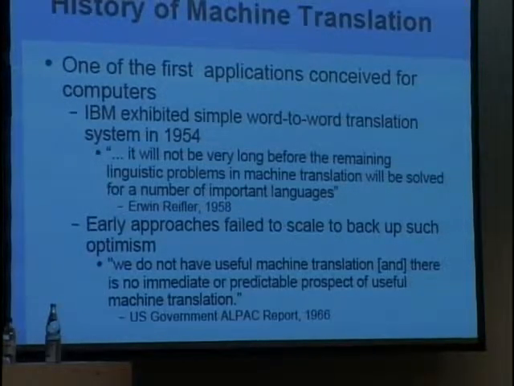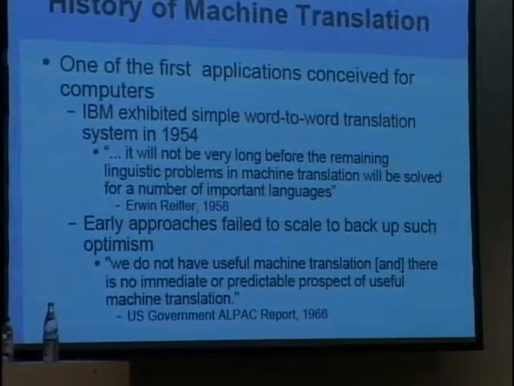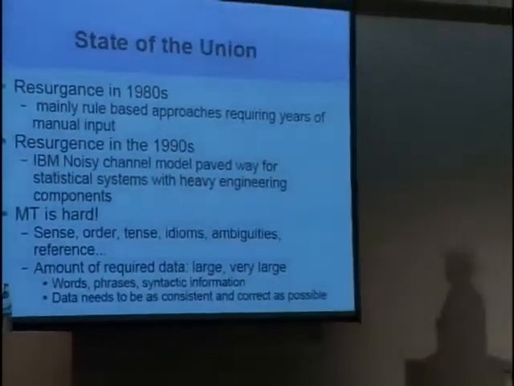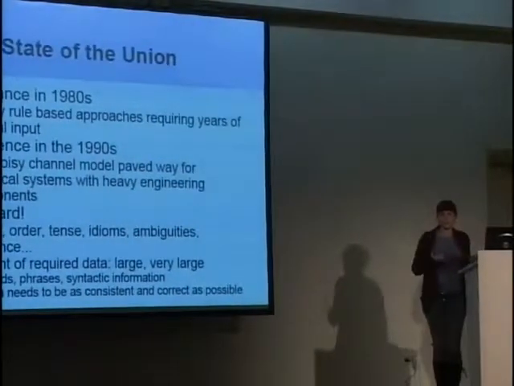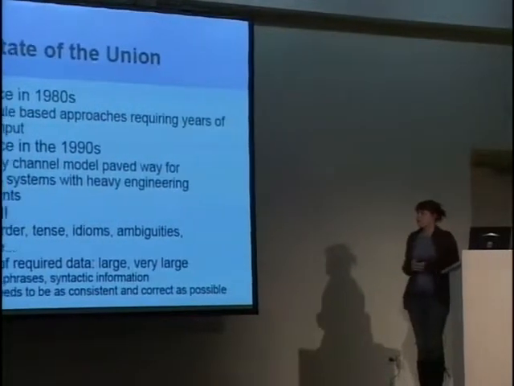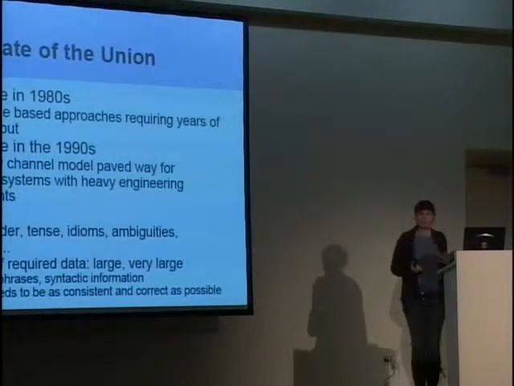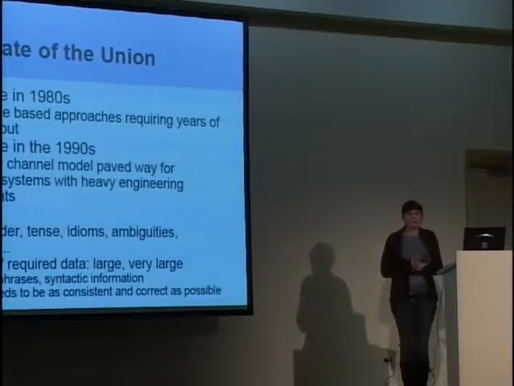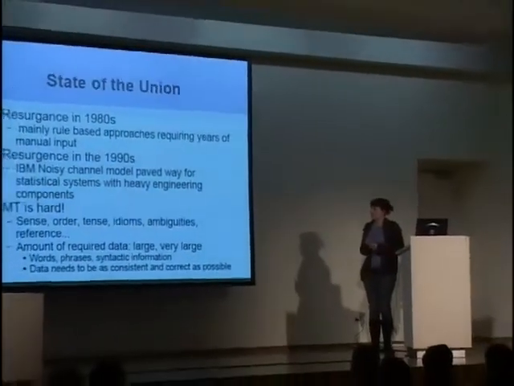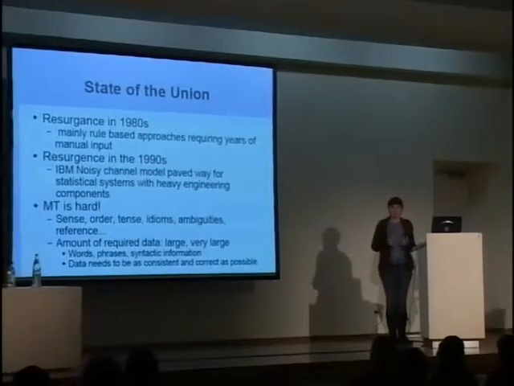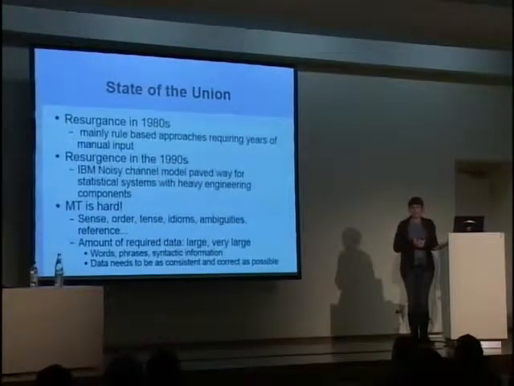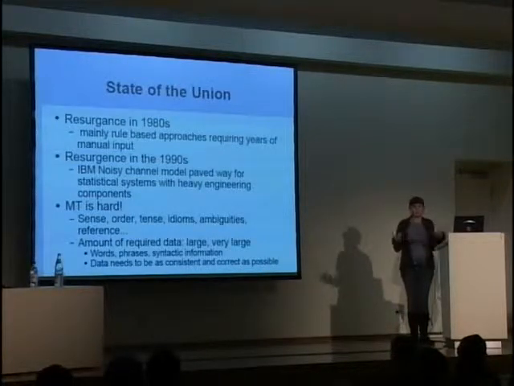So we're working to change that still today, and machine translation is useful for a number of applications. Here's the State of the Union. There was a resurgence after this negative report. There was a resurgence in the 1980s that was mainly rule-based approaches. So if you have all these PhD linguists writing rules for machine translation systems, you can, for certain language pairs, if you hire a lot of linguists, get some pretty good output. The disadvantage is it requires a lot of man hours, lots of researchers, so it's only applicable to people who want to invest a lot of money into a certain language pair.